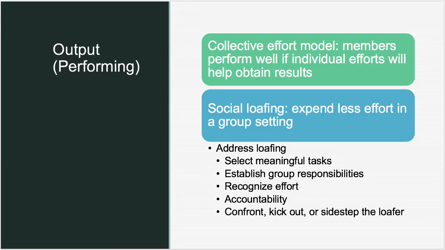The last slide then is output, or performing. This is the task completion, where you're actually going to sort of present your final report, your final podcast or children's book, or the answers to the test questions about 12 Angry Men. Right? The idea of a collective effort model. This is what you really want to sort of strive for, where all the members of the group perform well because their individual efforts help you obtain your results.